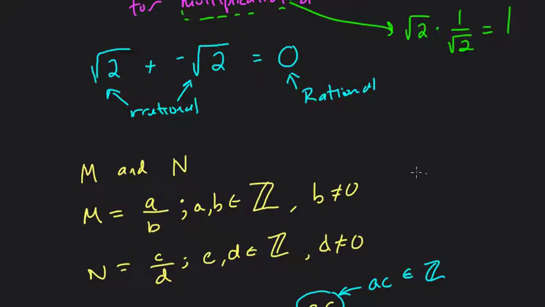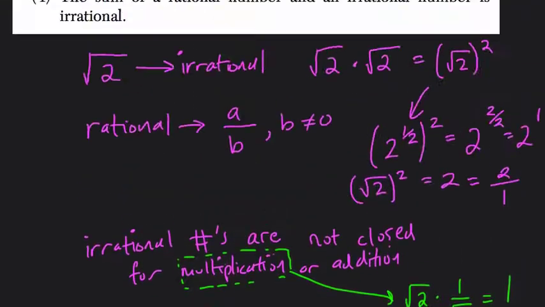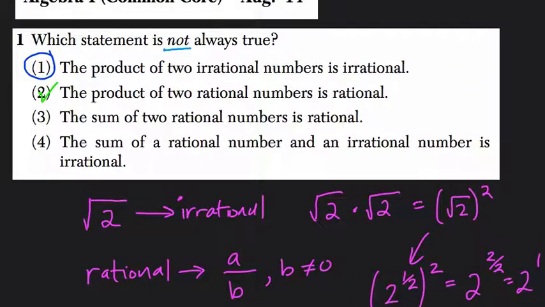You might want to say here that m and n are rational. You might say that at the beginning; I should have said that. Since they are rational, we know that m is the ratio of two integers, and so is n, and then everything proceeds from there. So choice 2 is always true. Choice 3, the sum of two rational numbers is rational.